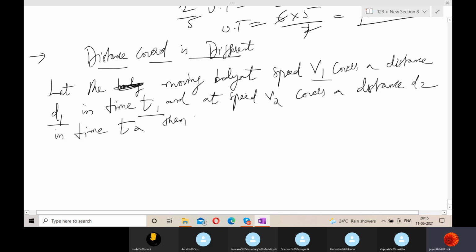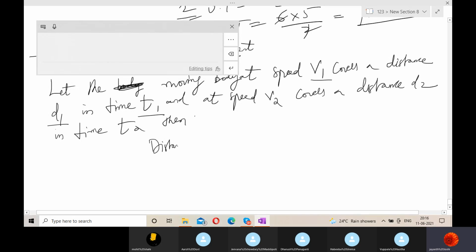And the same body, see, here we are discussing some car, some bus, some scooter, anything you can take into consideration. So let the moving body at some speed v1 cover a distance d1 in time t1, and the same body at speed v2 cover a distance d2 in time t2. Then let's take the distance box, speed box, time box.